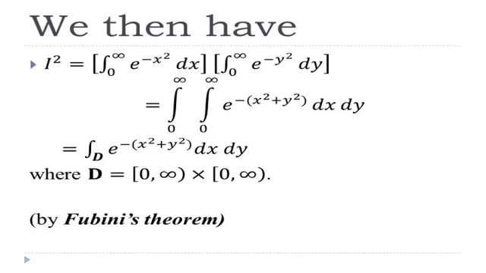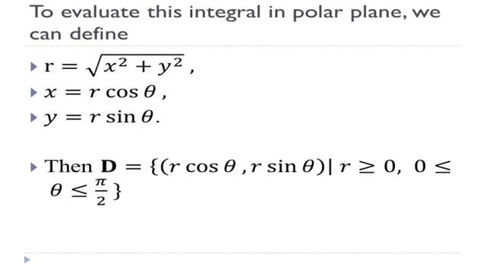And so we then consider I from another way, that is to consider I squared. We obtain this, and this step follows from Fubini's theorem. And so we would like to evaluate this integral in the polar plane, and we define the following. And then the region D becomes this.